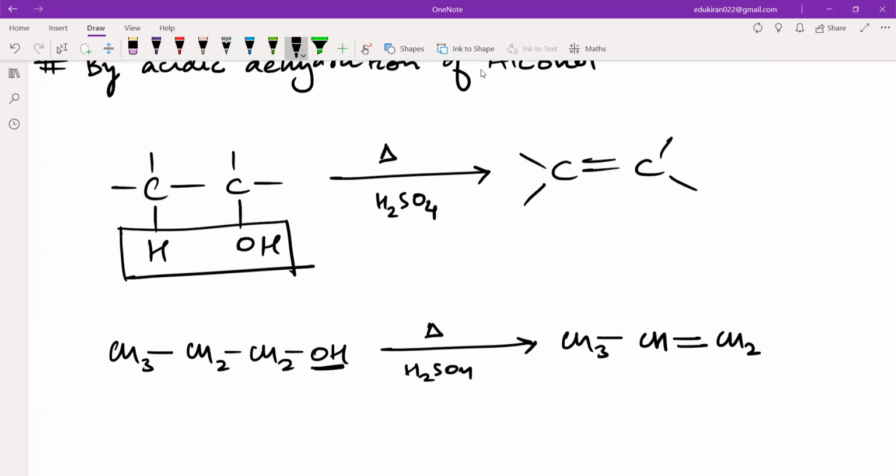This is easy. But I will talk about the mechanism here also, and you will see a similar kind of trend as we saw in the alkyl halide. The elimination reaction in alkyl halide and the elimination reaction in alcohol are very similar. So we'll discuss that in the next class.